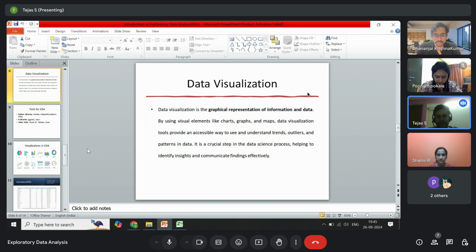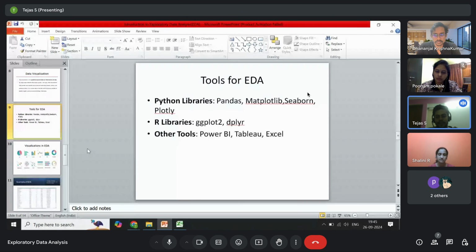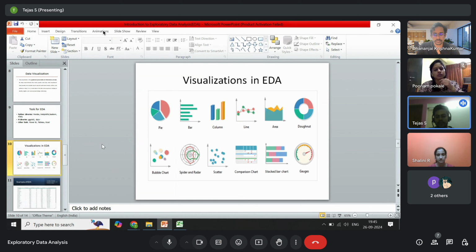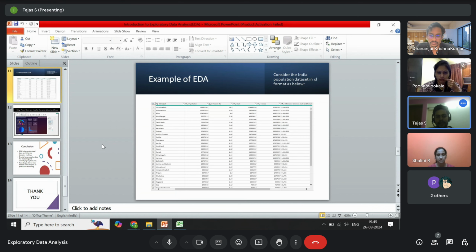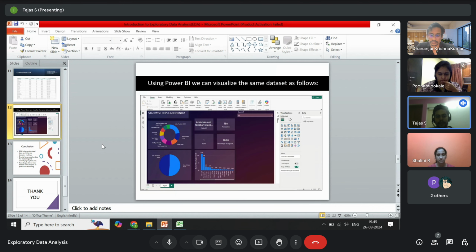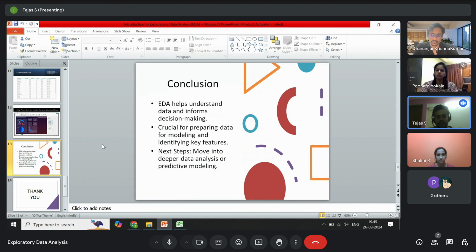Next, we have data visualization, which is mainly the graphical representation of information and data. Coming to the tools, in Python we have Pandas, Matplotlib, Seaborn, etc. Other tools are Power BI, Tableau, and Excel. These are some visualization tools in EDA. As an example of EDA, I'll now explain using the Titanic dataset. So this was an introduction to EDA.